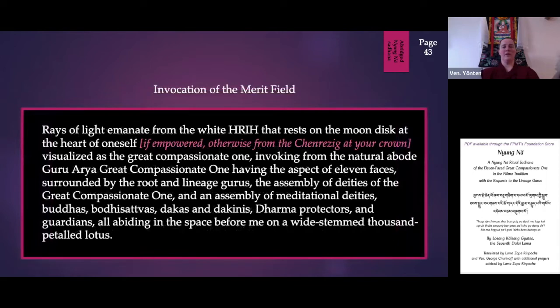Rays of light emanate from the white Hri that rests on the moon disk at the heart of oneself, visualized as the great compassionate one. Invoking from the natural abode, Guru Arya, great compassionate one, having the aspect of 11 faces, surrounded by the root and lineage gurus, the assembly of deities of the great compassionate one, and an assembly of meditational deities, Buddhas, Bodhisattvas, Dakas and Dakinis, Dharma protectors and guardians, all abiding in the space before me on a wide-stemmed 1,000-petal lotus.